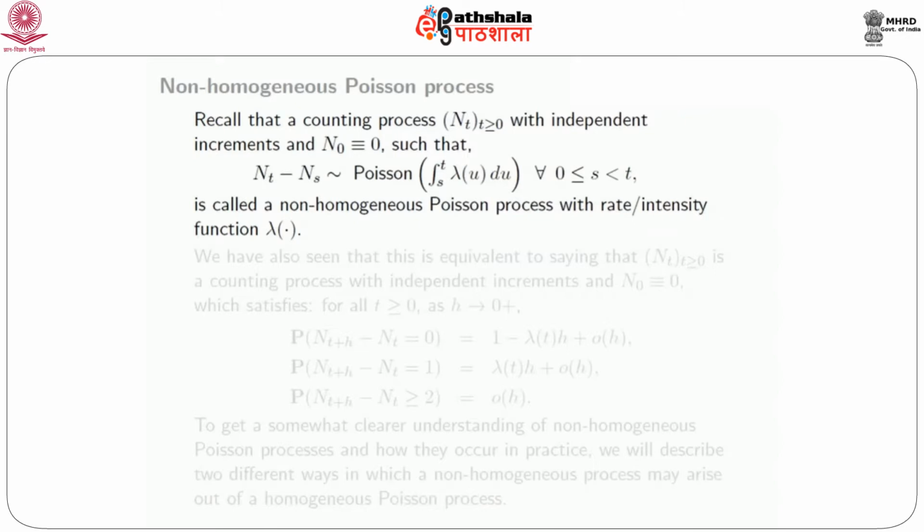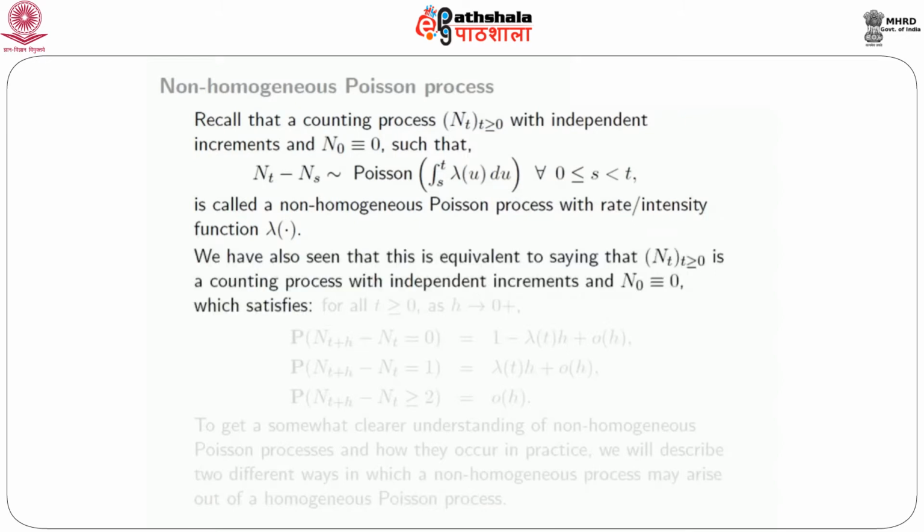So that's what I say next, that this definition is equivalent to saying that N(t) is a counting process with independent increments and N(0) identically equal to 0, which satisfies these infinitesimal conditions. So in a small interval t to t plus h, the probability of there being 0 arrivals, 1 arrival, and 2 or more arrivals.